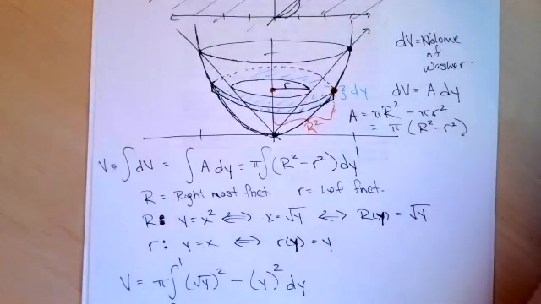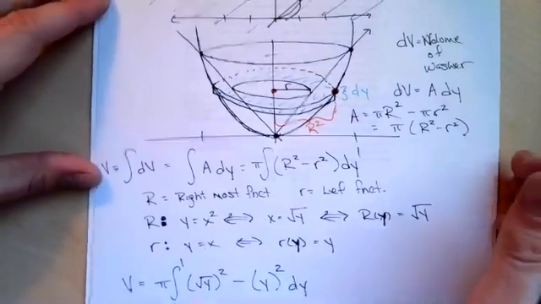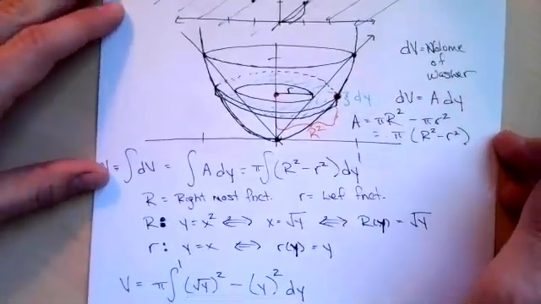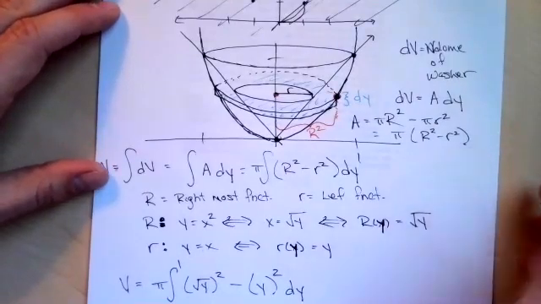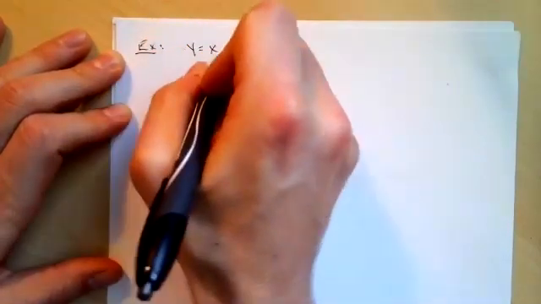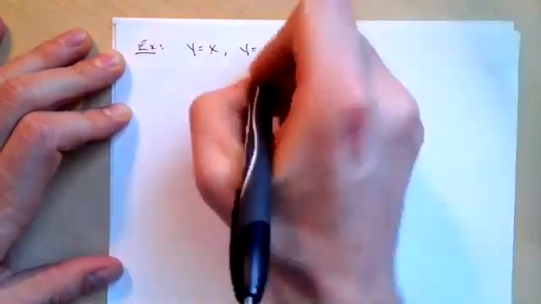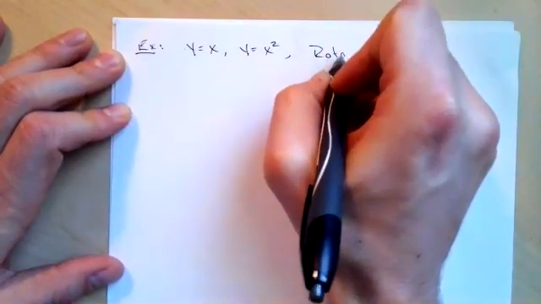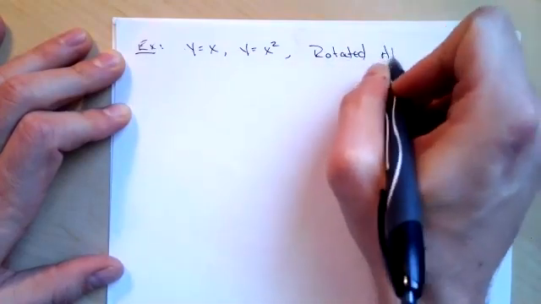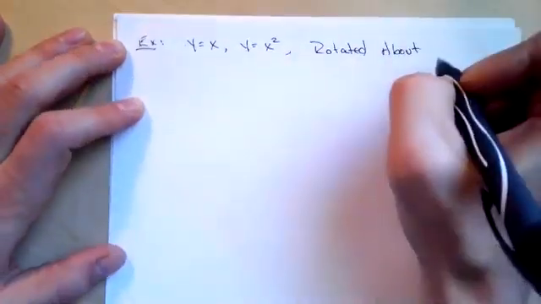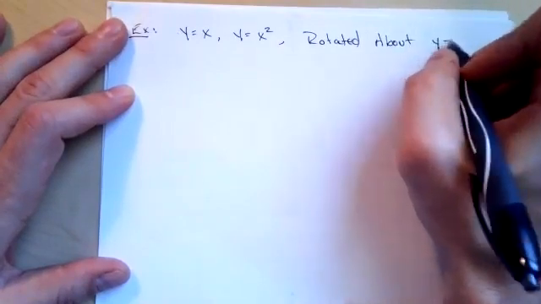Let's do, for the sake of simplicity, let's work with the same functions and rotate about a different axis. So let's do another dx one, but rotate it about a non-trivial axis. So we've got y equals x squared again. And let's say rotated about y equals 1.